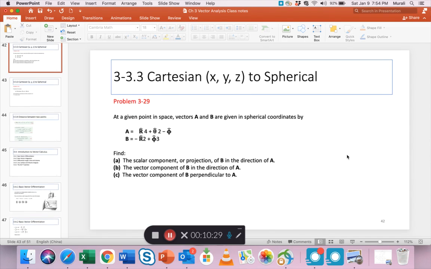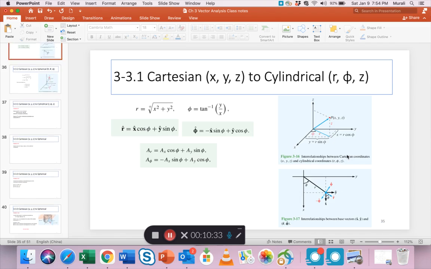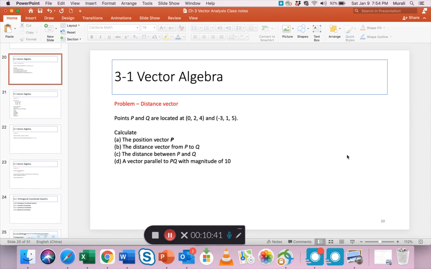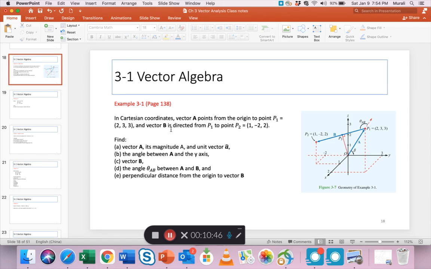Now I have to do a whole bunch of problems for you, and hopefully I can get through most of it. So let's see. Let's start with, I'm going back, by the way, in slides. I hope to find example 3.1, which is from your textbook, and I'm on slide 18 now. So this is the most basic thing that we have learned in this chapter, and so there's example, the first example on page 138. So we are given 2 points, P1 and P2, and we are asked to find a bunch of things. Vector A, for example, goes from the origin to P1, and so you have to find how to write that vector, its magnitude, and how to calculate the value of the unit vector along A. Then the angle between A and vector B, the angle and the perpendicular distance from the origin to vector B, which is this distance, right?